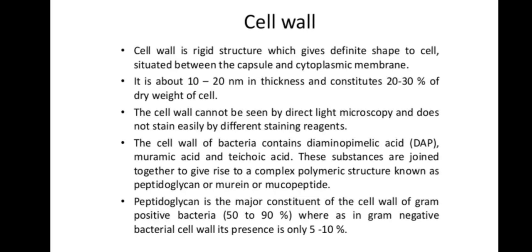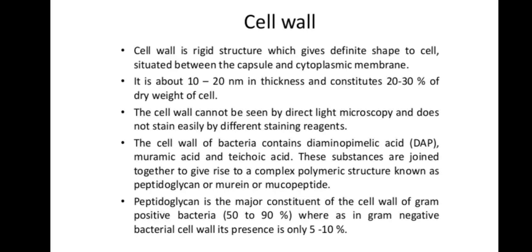Cell wall. Cell wall is a rigid structure which gives definite shape to the cell, situated between the capsule and cytoplasmic membrane. It is about 10 to 20 nanometers in thickness and constitutes 20 to 30% of dry weight of the cell. The cell wall cannot be seen by direct light microscope and does not stain easily by different staining reagents. The cell wall of bacteria contains diaminopimelic acid, muramic acid, and teichoic acid. These substrates are joined together to give rise to a complex polymeric structure known as peptidoglycan or murein.